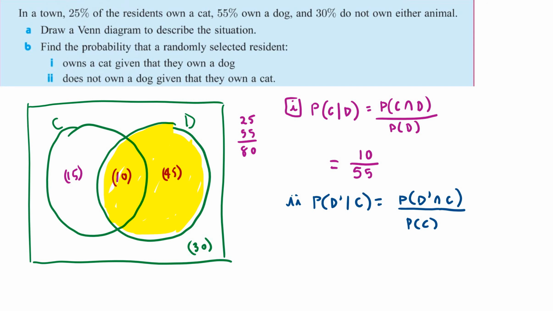So in this case, our new universe is the cat circle. So that's just this one here, this whole circle. And so the denominator of our fraction is 25. The numerator of our fraction is going to be in that yellow circle, how many people don't also own a dog. Those would be the 15 people that only own cats. So that is the probability for not owning a dog, given that you already own a cat.